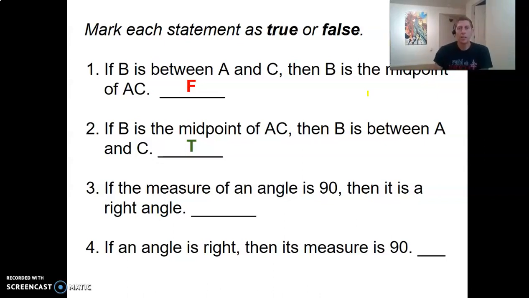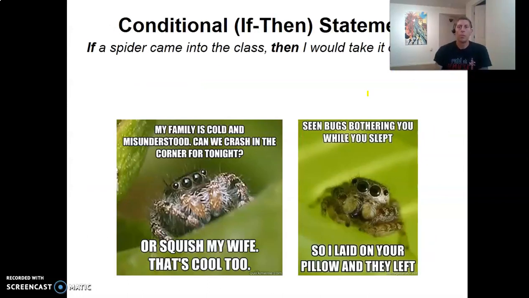If the measure of an angle is 90, then it's a right angle. That is true as well. We know that that's true. If an angle is right, then its measure is 90 degrees. Well, that's just the previous statement flipped around, and that one is also true. So we've got false, true, true, true. Good job. Okay, moving along.